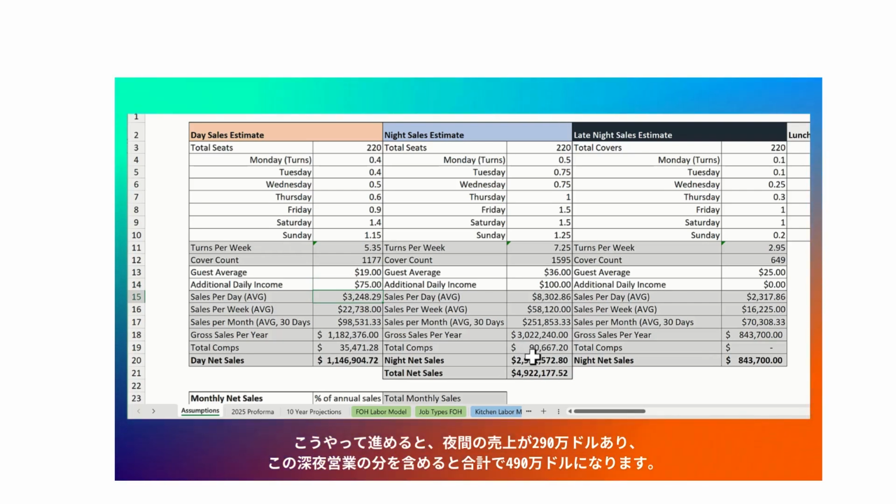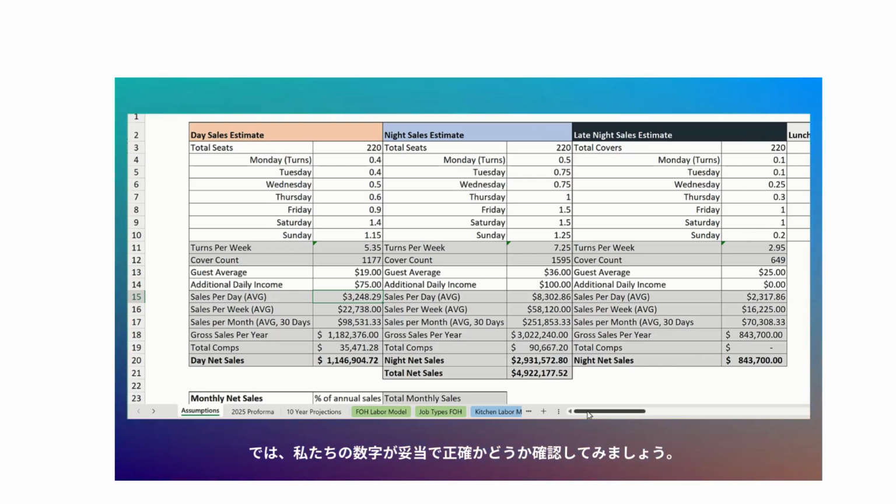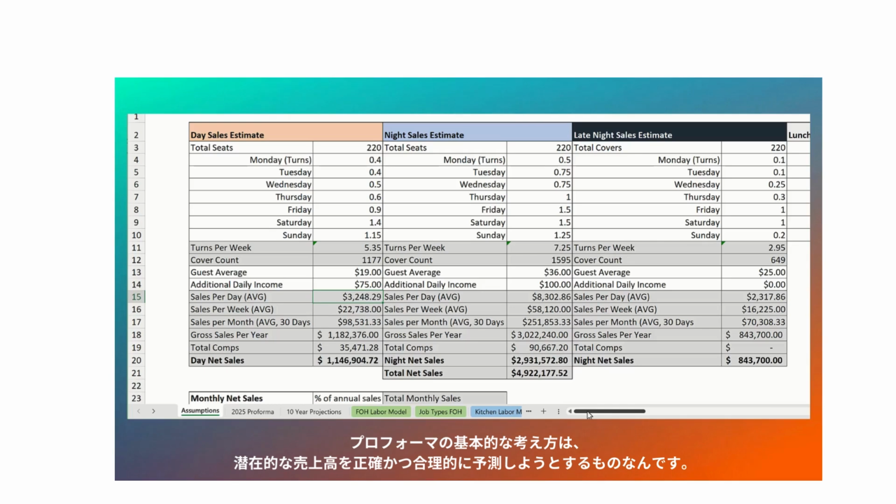So as we move through this, we now have night sales of 2.9 million, and this brings us to a total of 4.9 million, and that's including this late night business as well. So if we want to take a step back and do a check to see if our numbers seem reasonable and accurate, because that's what we're trying to do here with the Proforma, we're trying to predict accurately and reasonably what our potential sales could be.